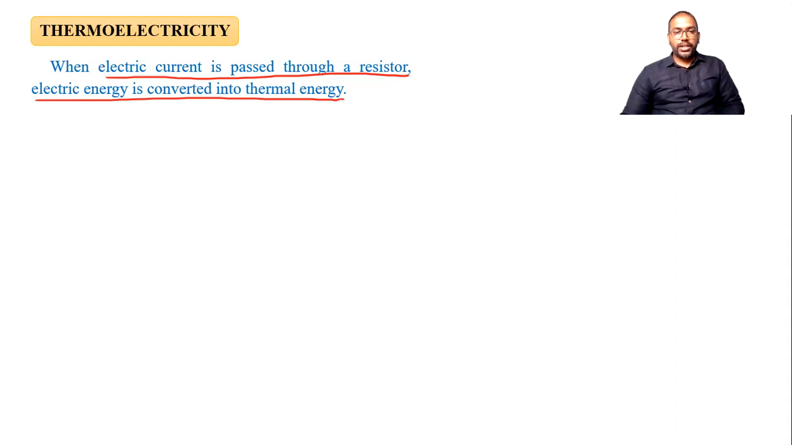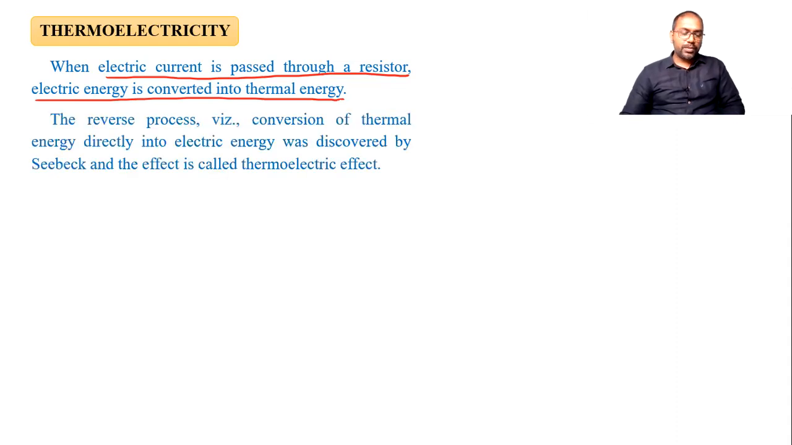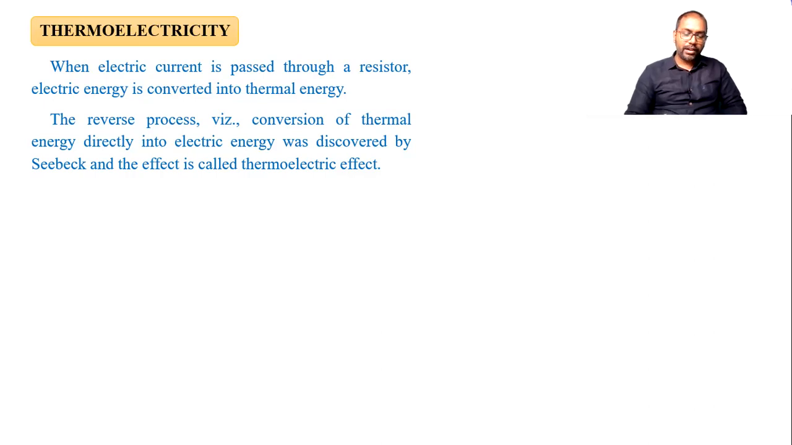Now can we do the reverse? The reverse process means heat into electricity. Yes, you know that electricity is converted into heat, but the reverse process is heat into electricity. This is possible and this is called the thermoelectric effect, and it was first discovered by Seebeck. So it is also called the Seebeck effect.